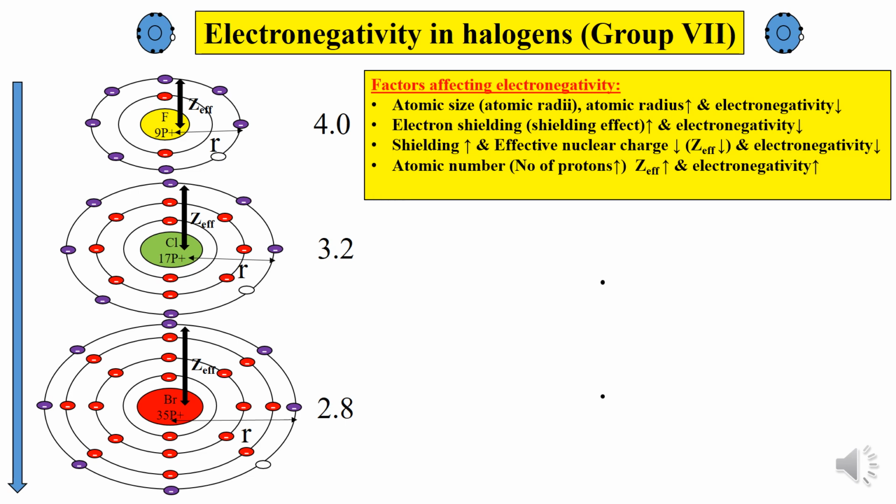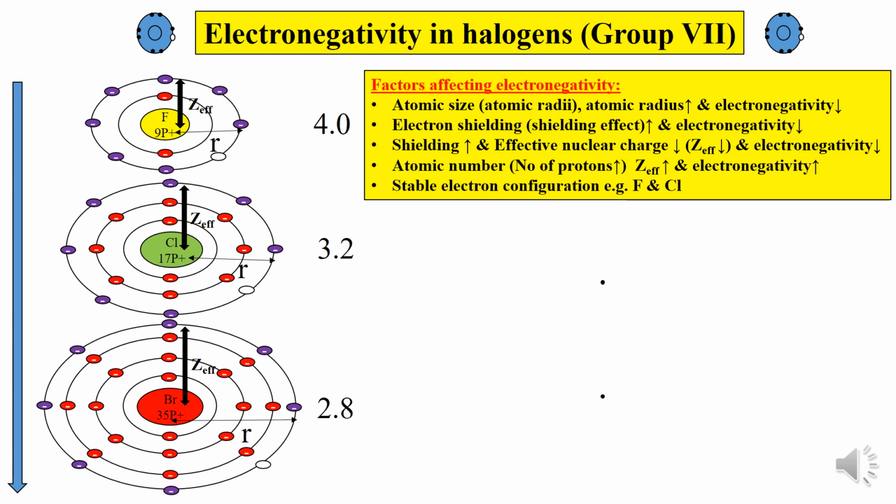And it's a general trend that with increase in the number of protons, effective nuclear charge will increase, obviously, and the electronegativity has to increase. But here, the shielding effect is winning over the atomic number. Though there is increase in the number of protons going down the group, it is the shielding effect which wins over the nuclear charge. And therefore, electronegativity decreases down the group.